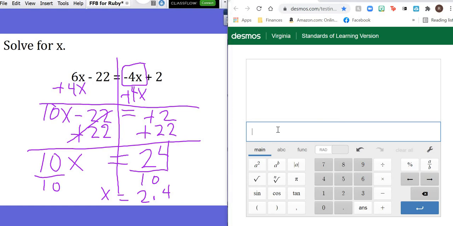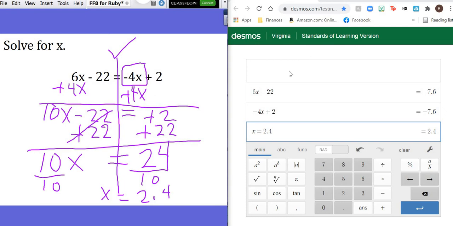Let me go ahead and put that in my calculator. I promised I'd use it. 24 divided by 10. Now, the important thing to do here is to check your equations. So we're going to do that in Desmos. I'm going to type 6x minus 22 on the first line, negative 4x plus 2 on the second line, and finally x equals 2.4 on the third line. Negative 7.6 and negative 7.6 is the same, so that means that we have done what we needed to do, and we have solved that correctly.